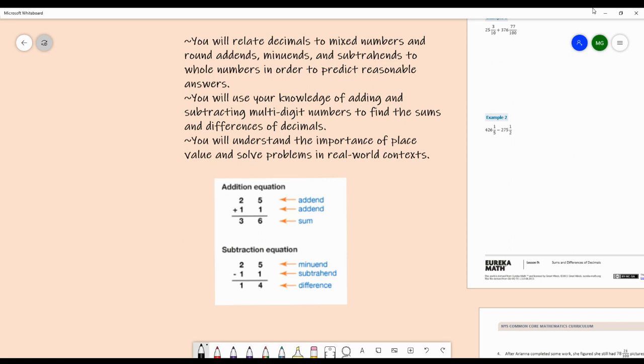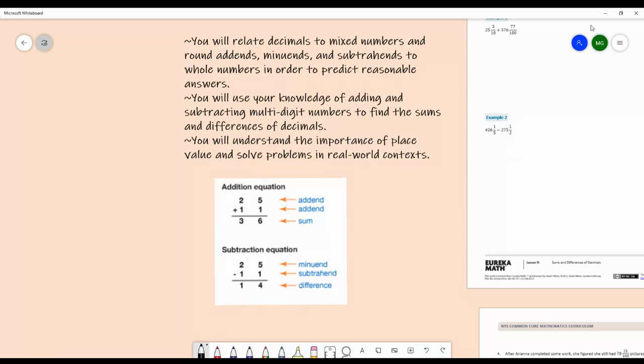Our target goals are that you'll be able to relate decimals to mixed numbers and round addends, minuends, and subtrahends to whole numbers in order to predict reasonable answers. You'll also be able to use your knowledge of adding and subtracting multi-digit numbers to find the sums and differences of decimals. And you'll be able to understand the importance of place value and solve problems in real-world context.